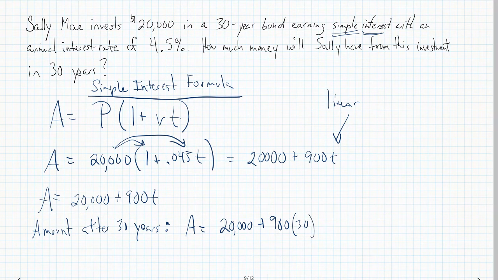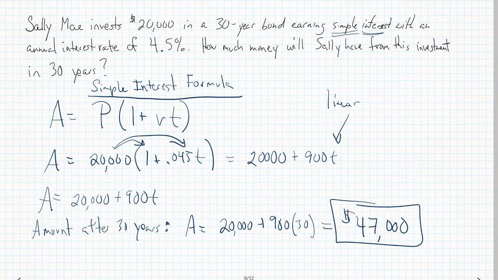All right, and so that should be what? 900 times 30 should be, add an extra 0, 27,000. So this should be $47,000. Is what we should see. Okay, so well that's hunky-dory.